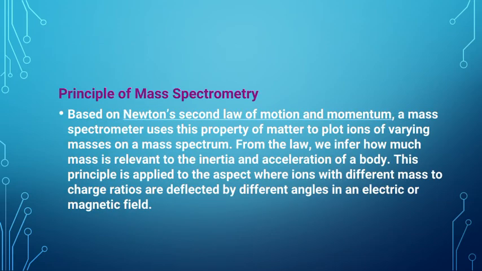The principle of mass spectroscopy is based on Newton's second law of motion and momentum. Mass spectroscopy uses this property of matter to plot ions of varying masses on a mass spectrum. From the law, we infer how mass is related to the inertia and acceleration of the body. This principle is applied where ions with different mass to charge ratio are deflected by different angles in an electric or magnetic field.